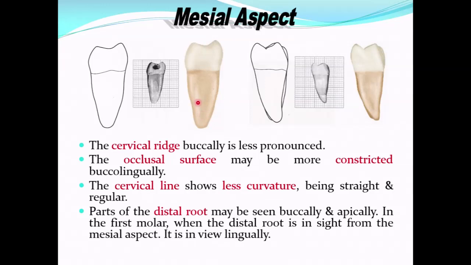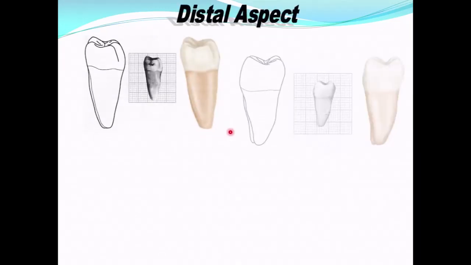And usually it does not show. We explained this in the last lecture. We talked about the mesial aspect of the mandibular first molar, and I said that this mesial root is broad and wide, so nothing could be seen. But if part of the distal root appears in the mesial aspect, it will appear lingually, while here it will appear buccal.